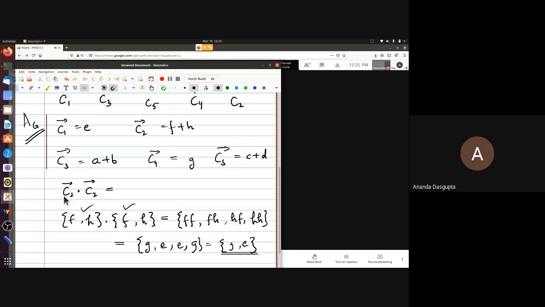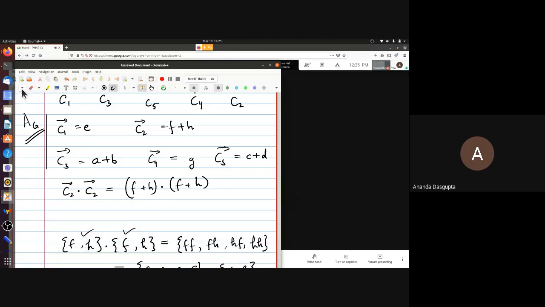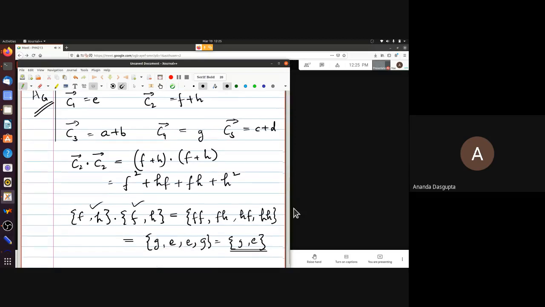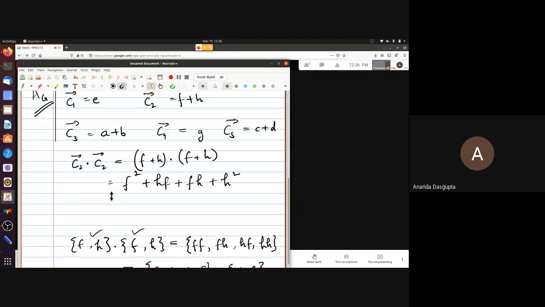Okay, but when you're doing this product for vectors, you're actually treating F and H as vector elements. F plus H is the sum of the 2 vector elements. So what you're really carrying out is this product, F plus H into F plus H. And very similarly to what we have done here, you are going to start with 4 terms. That is, you're going to get F square plus HF plus FH plus H square. And just as before, this is going to be G, this is going to be E, this is going to be E, and this is going to be G. But this is ultimately going to end up being 2G plus 2E.